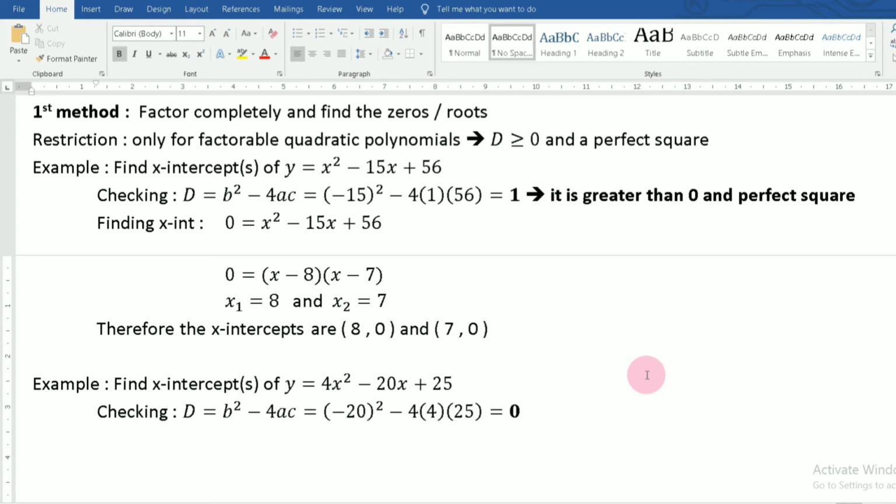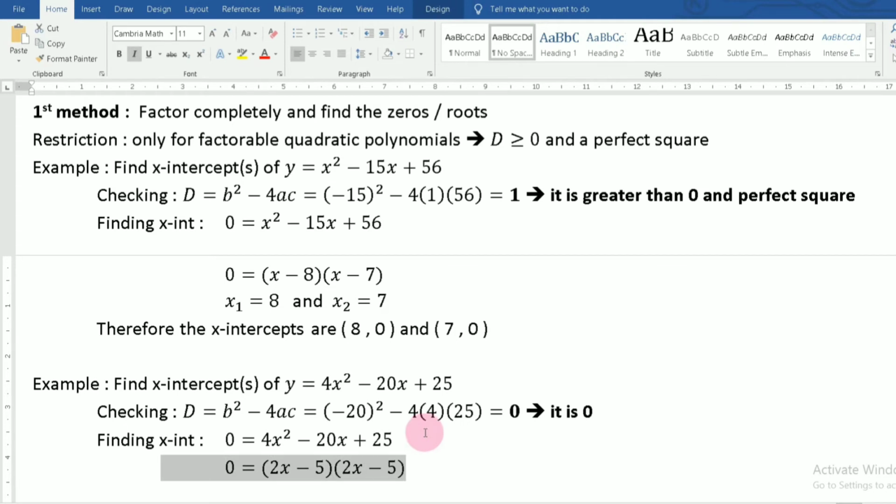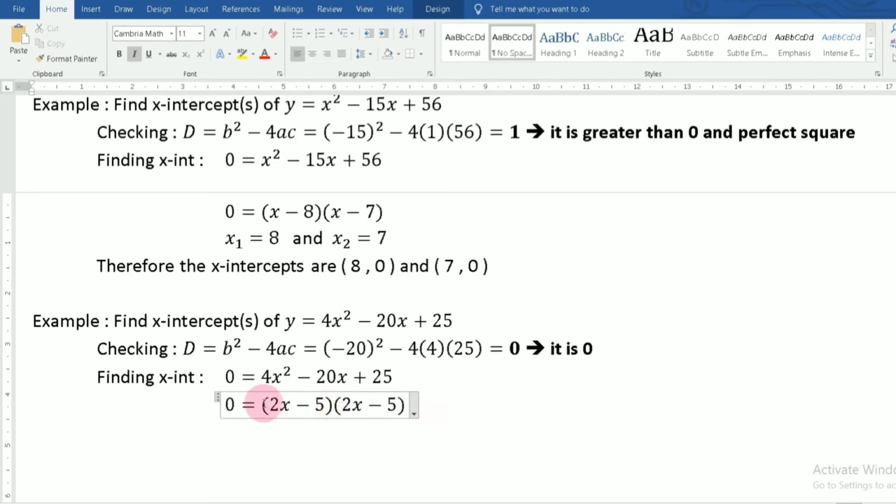You have to keep in mind that if the discriminant equals 0, it means we have only one x-intercept, and that value will be a rational number. So since it is 0, let's just find the value. We substitute y by 0, and then using your factoring skill, we can see that there are two same factors here.